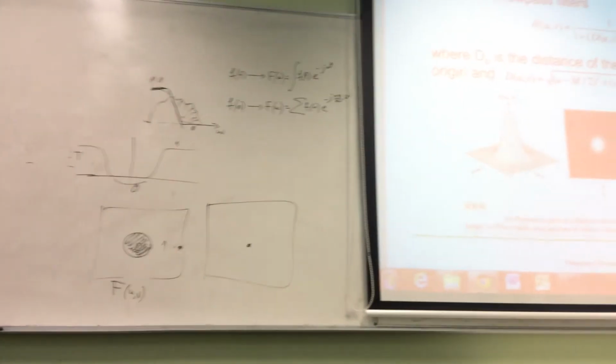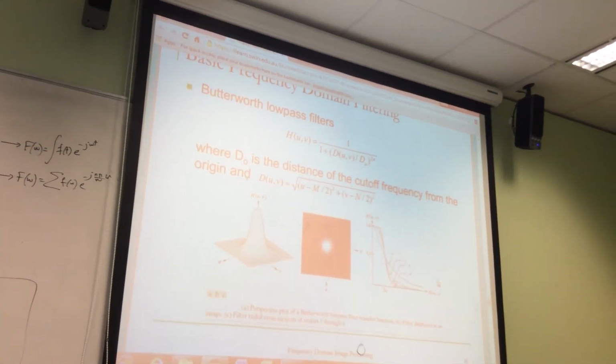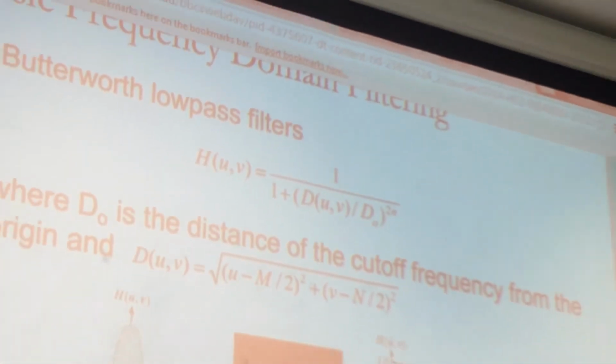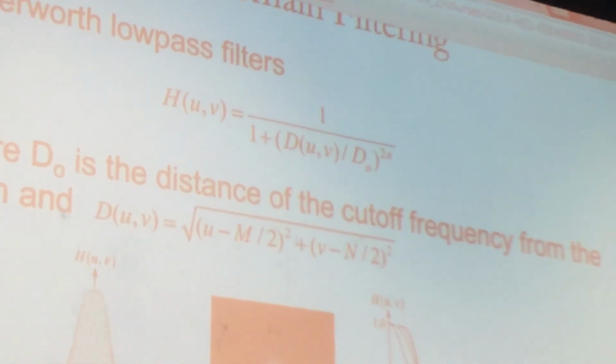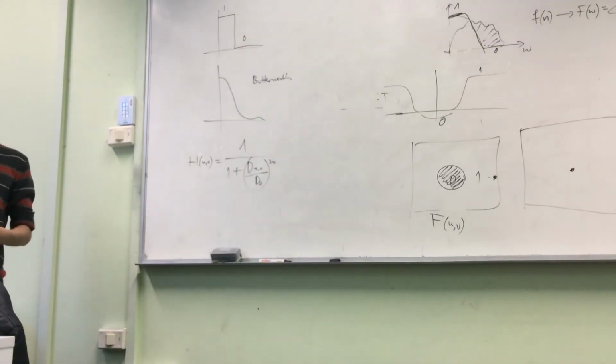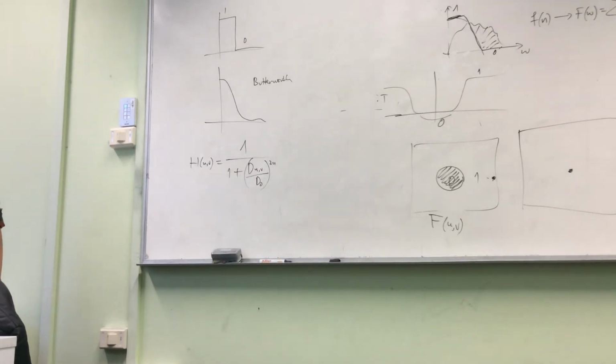The equation is H(u,v) equals 1 over 1 plus (D(u,v) divided by D0) to the power of 2n. You have to memorize it. The n is the order of the filter, so you have first order, second order, third order, fourth order Butterworth filter. You just need to substitute, and here is the order.